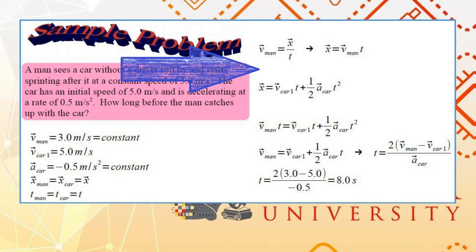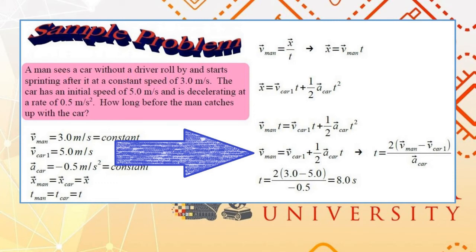Analyzing first the motion of the man, we see that the velocity of the man is constant at 3 meters per second. So the velocity is constant. That means the man is undergoing uniform motion. And there's basically just one equation for uniform motion. v is equal to x over t. Isolating x, we get x is equal to v man times time.